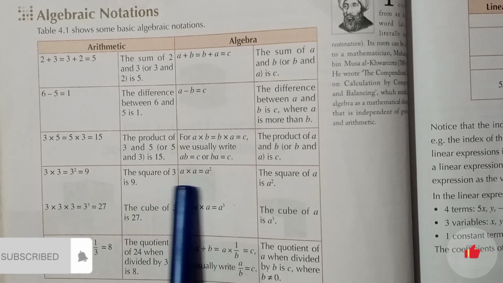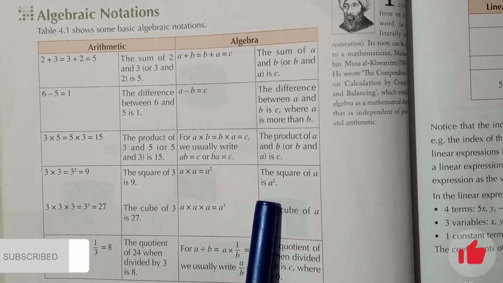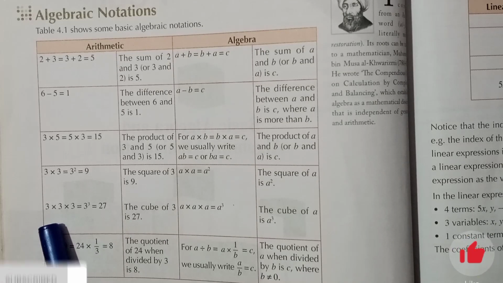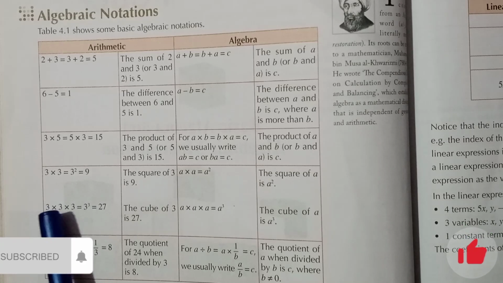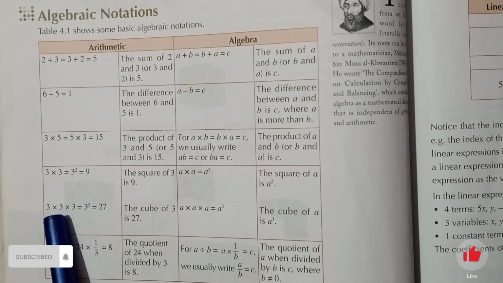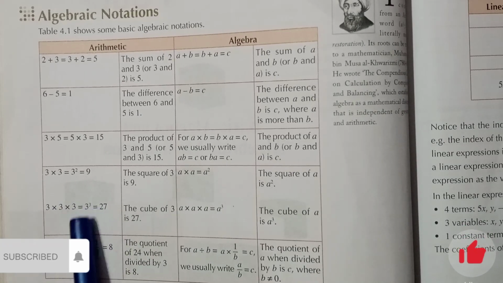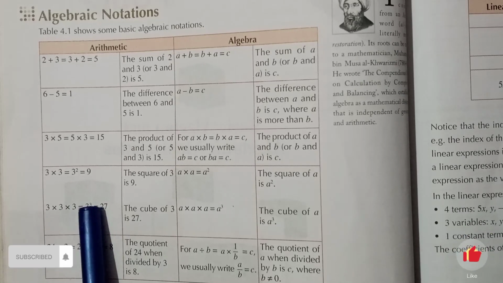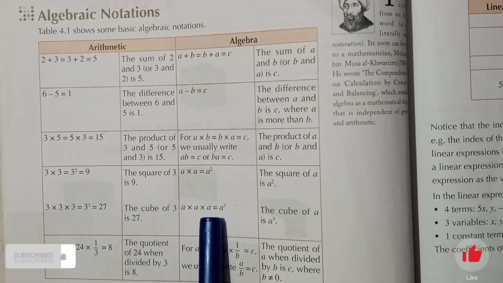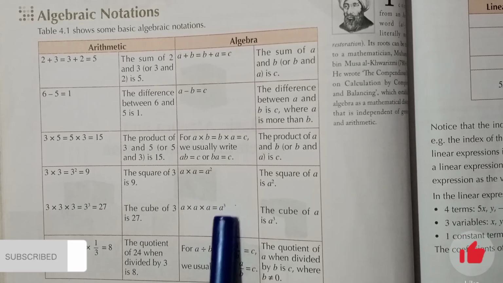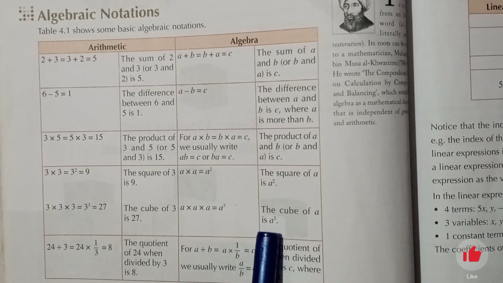In algebra, a into a, a's are a square. The square of a is a square. When we multiply in cube, we multiply the same value 3 times. 3 into 3 into 3. 3 threes are 9 and 9 threes are 27. So the cube of 3, we write the power of 3. We read it as cube 3. Cube 3 is 27. A into A into A, 3 times a, we write a cube. Here you can see the power of a is cube. So we write the cube of a is a cube.